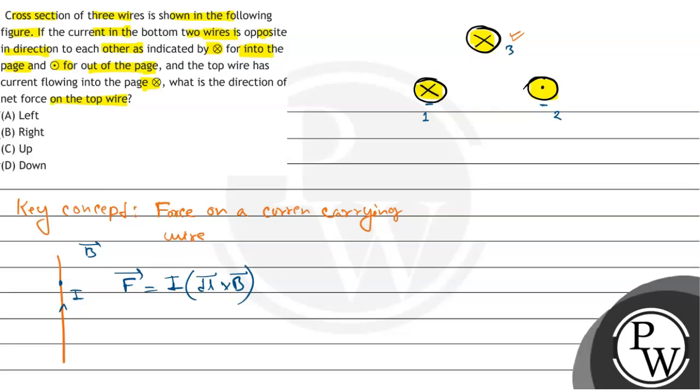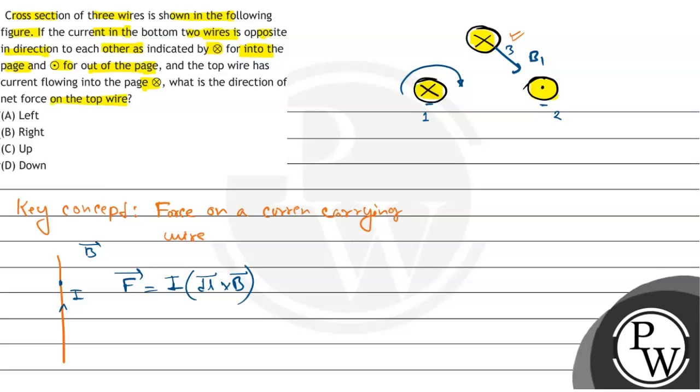So in wire 1 the current is flowing into the plane. That means the magnetic field is like in this direction, because in case of a current carrying wire we find the direction of the magnetic field through the right hand palm rule. If you direct your thumb towards the direction of the current and fold your palm, then the magnetic field direction will be clockwise. So for the wire 1 on the wire 3, the magnetic field will act like in this direction. Let's say this is B1.